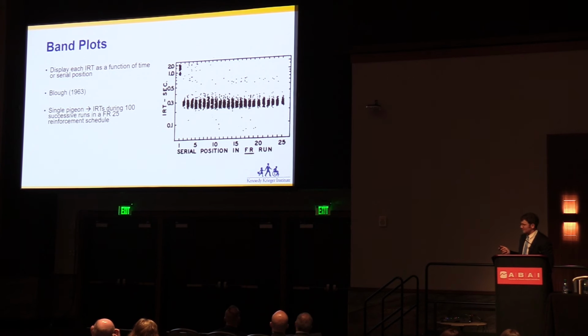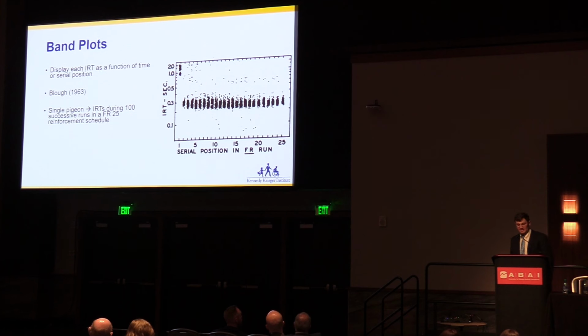It's an old Blough paper, 1963. It was one of the first demonstrations of a band plot in JEAB. Here we've got data from a single pigeon who was working on an FR25 reinforcement schedule, and this pigeon went through that FR25 reinforcement schedule 100 successive times, 100 successive runs on this reinforcement schedule, and each little dot here corresponds to an IRT. So there should be about 25 times 100, about 2,500 little dots up here. And you can look and see the IRT associated with each response in that FR run.